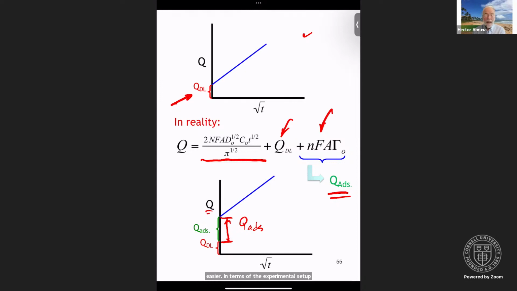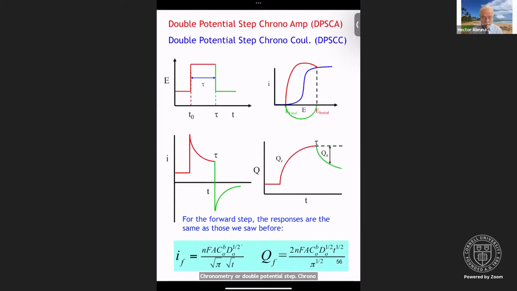You just basically step back to the initial potential, right? So before in chronoamperometry, right, we would put a potential step. Now what we're going to do after some time delta, we go back. And so now this will be referred to as double potential step chronoamperometry or double potential step chronocoulometry. And so this describes the techniques.